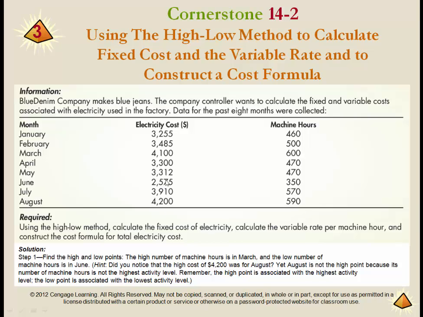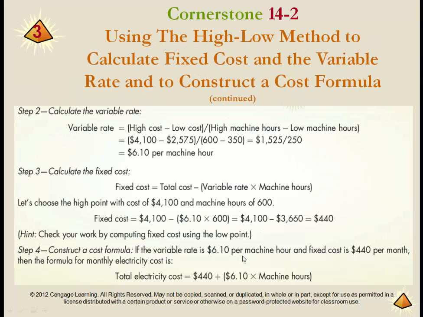So we're going to take 4,200 less this, which would be 1625 divided by 240, which is the difference between those two. And let's take a look. So 1525 divided by 250 gets us 610 per machine hour. Now we're just plugging in the 610 here, and we're using the 600 machine hours, and we have the total cost, which we know is 4,100. That's going to tell us what the fixed cost is. So here's the total cost at the level of 600 machine hours, and you have $6.10 as your variable cost. 600 machine hours again, so it tells us the fixed cost is 440.